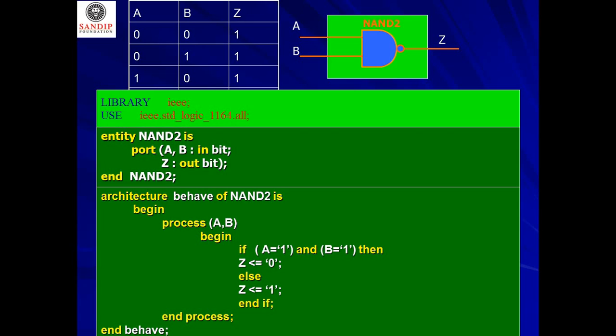Remember, while writing the architecture, the name of the architecture should be unique. Every architecture starts with the keywords begin, process, begin. After begin, inside the process, you have to describe the operation by using any of the sequential statements.